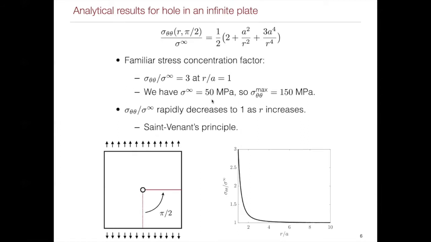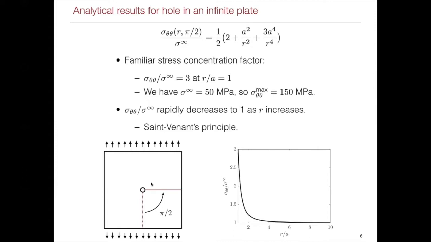And so now that we've gotten those notes out of the way, we can look at the analytical results that we're going to be comparing to for the stress distribution about a hole in a plate. At the top, you can see the expression. We have sigma theta theta, the circumferential value of the stress, and we're looking at it as a function of r. At this specific inclination, pi over 2, defined relative to the direction of the far field applied stress, which we're calling sigma infinity.